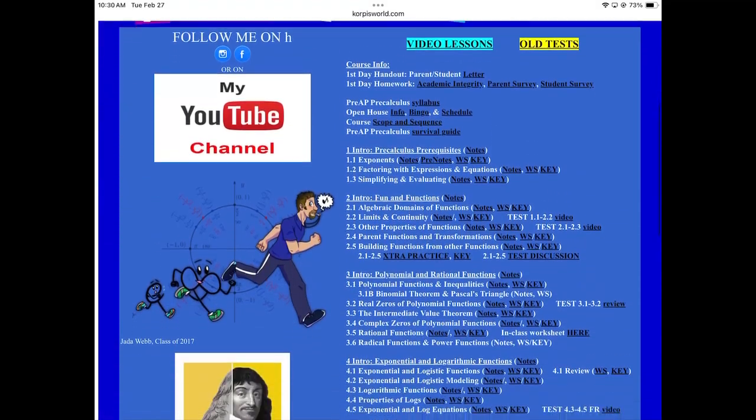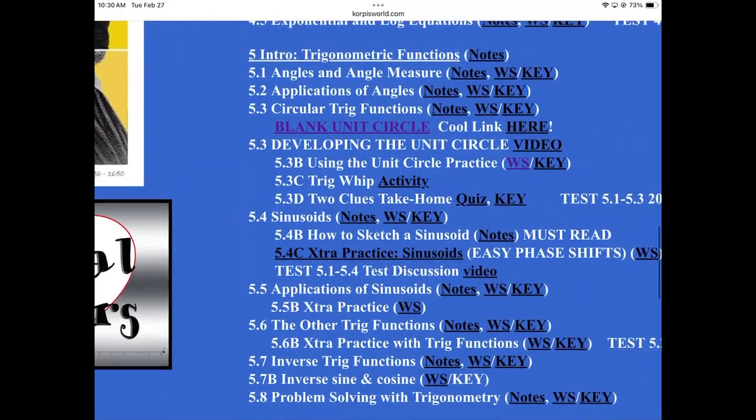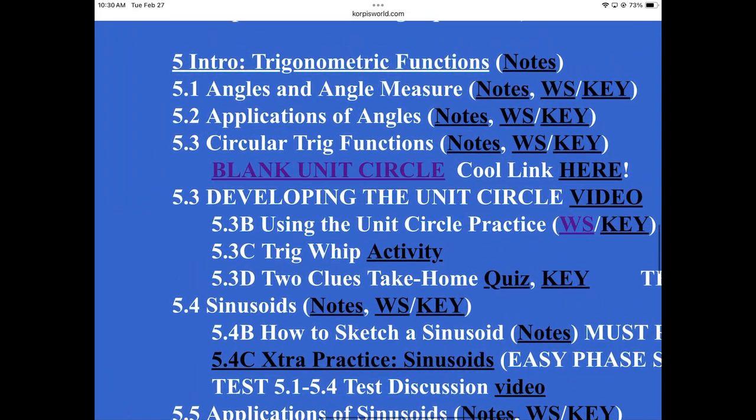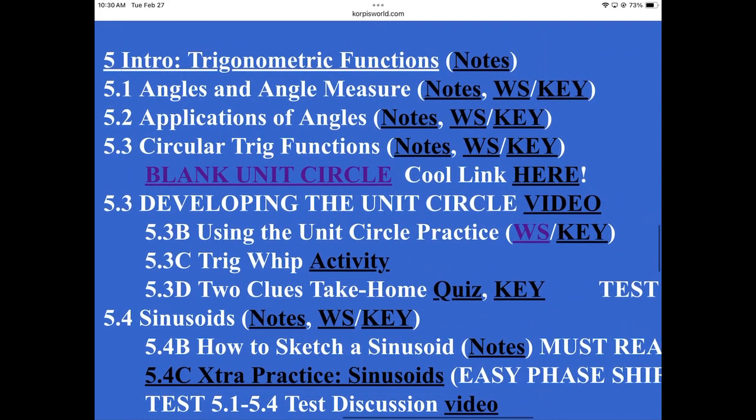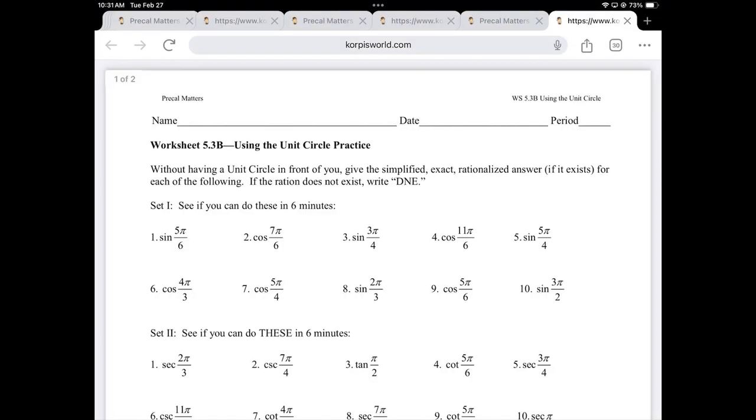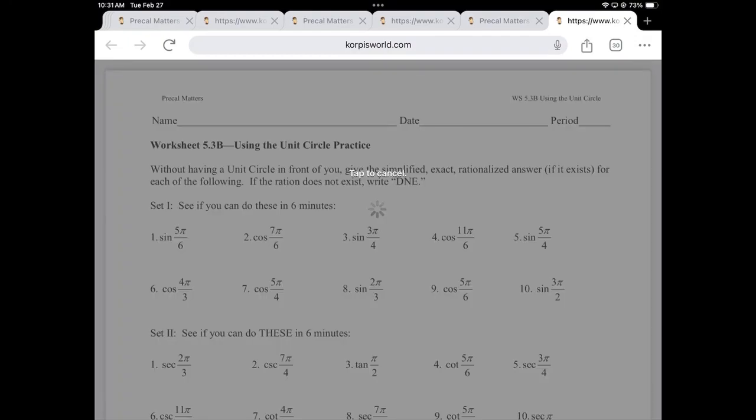Okay, go back to Pre-Cal Matters. Now, if you go back to 5.3, notice right below the developing the unit circle video, it says using the unit circle practice. You'll see that? Using 5.3b, using the unit circle practice. There's a worksheet and there's also a key so you can check yourself. So go ahead and download this worksheet if you want. I give you 6 sets of 10 on using the unit circle, 5.3b.